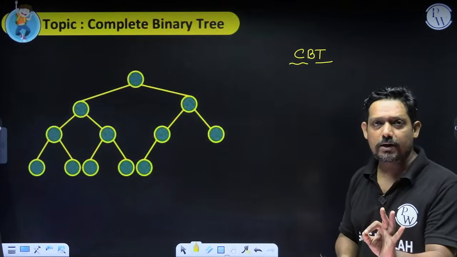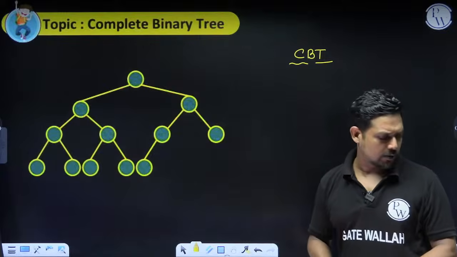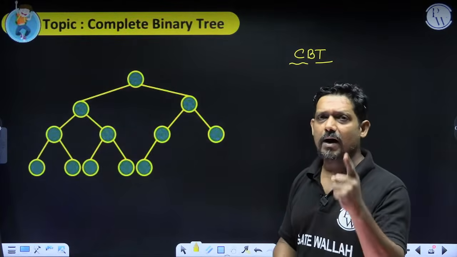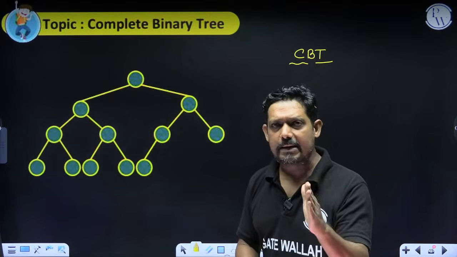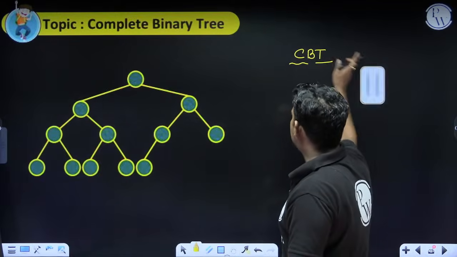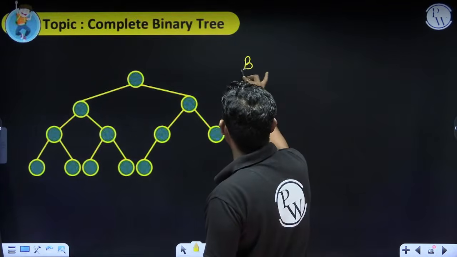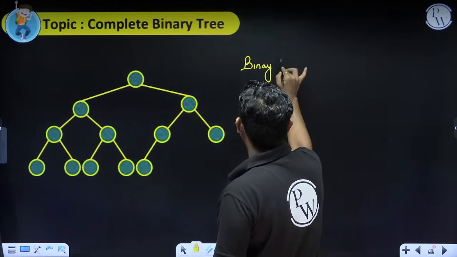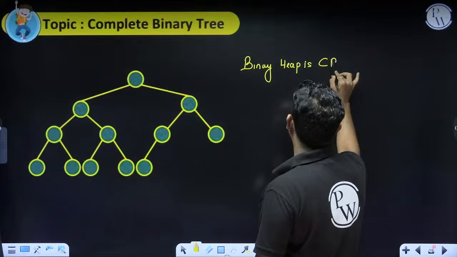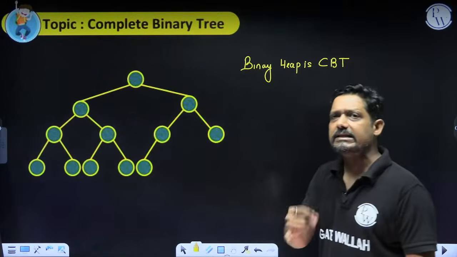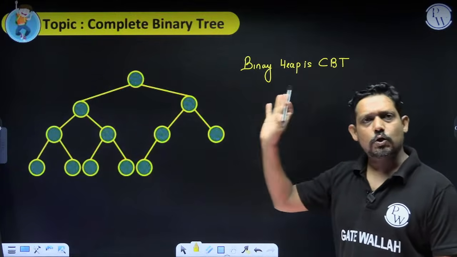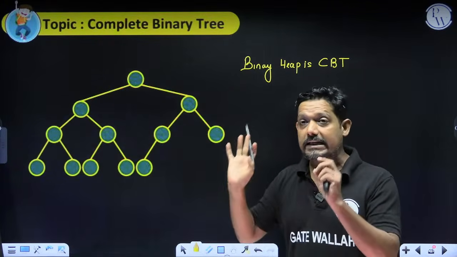So the first point is why we are discussing CBT at all. The very important first statement is that a heap, a binary heap, is a CBT. When we talk about a binary heap, it is a complete binary tree. First thing is that it is a CBT structure. We will fill in the values, but it is a CBT structure.